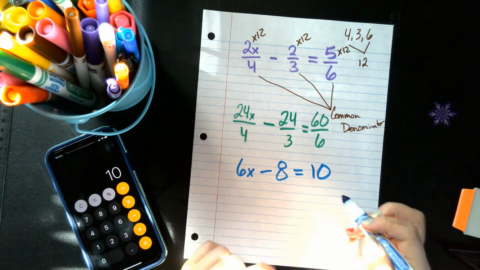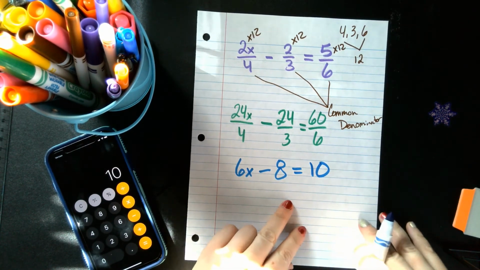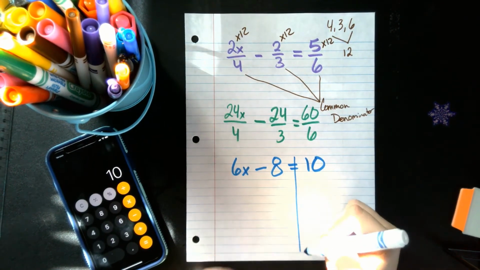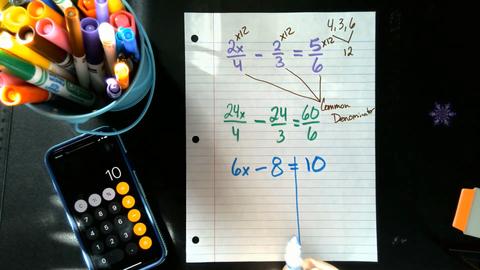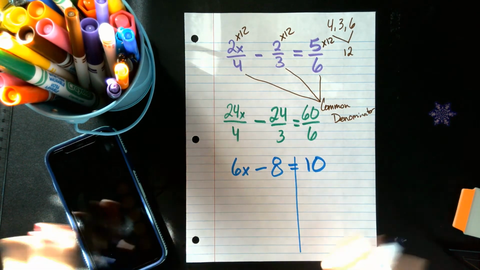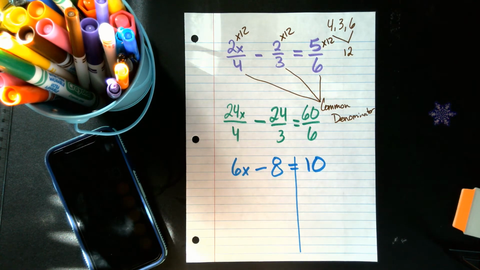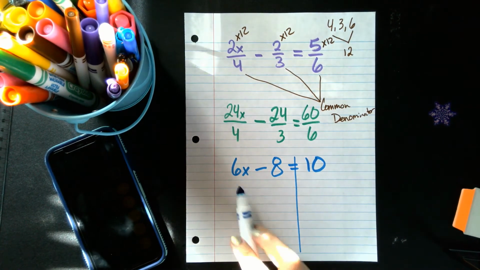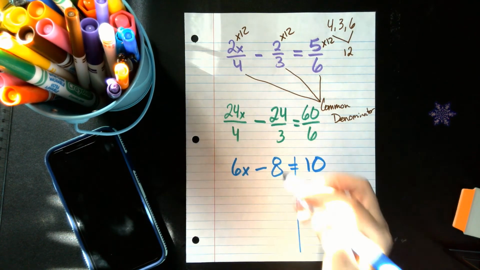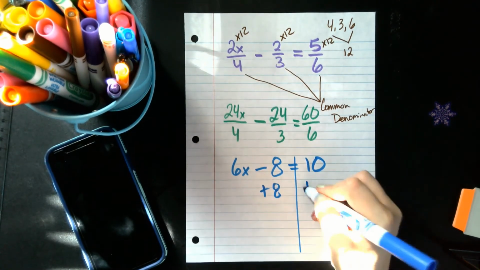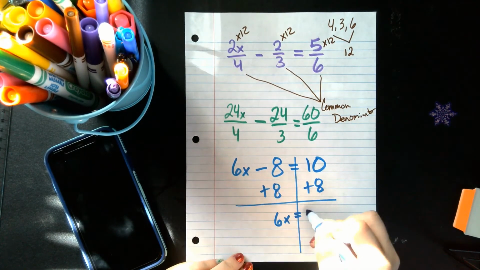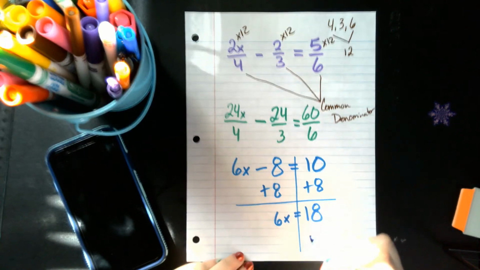Okay, next step is to solve. So, I don't have parentheses, I don't need to distribute. There is nothing that's all spread out, so I don't need to simplify. So my next step is to isolate. I need to get my x's all by themselves. So the 8's bothering them, so I'm going to add 8 to both sides. Boom. 6x equals 18. I just added 10 and 8 together.